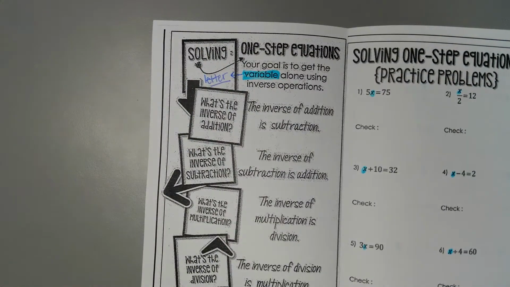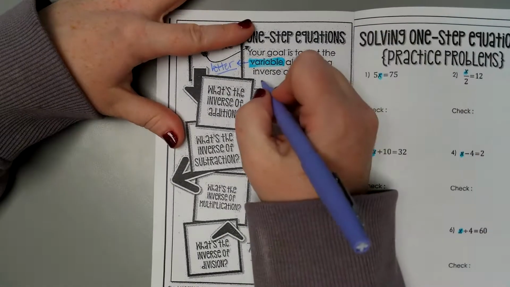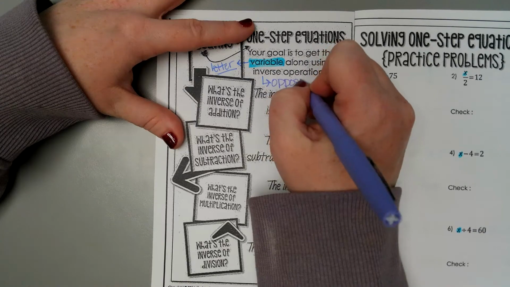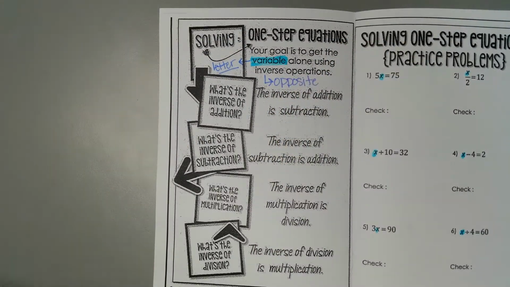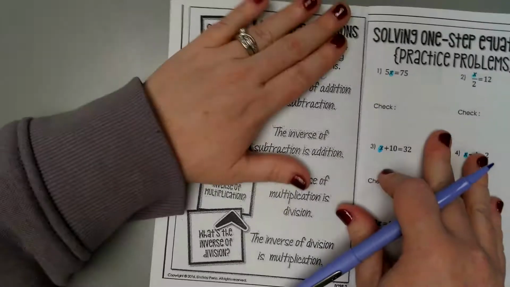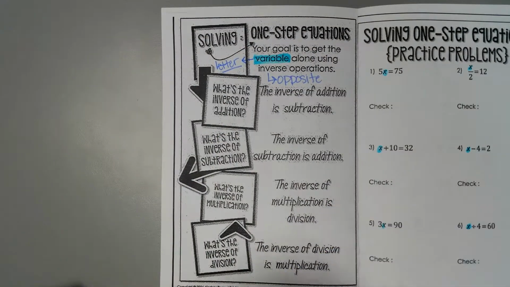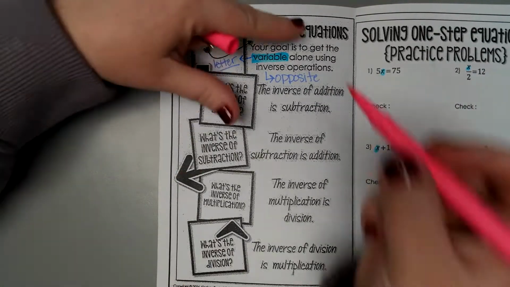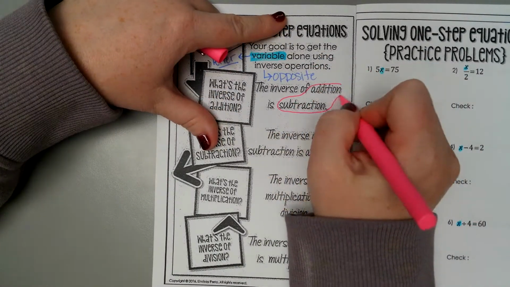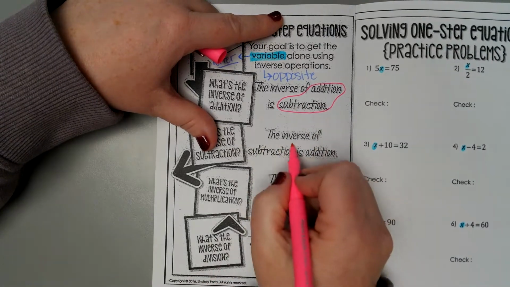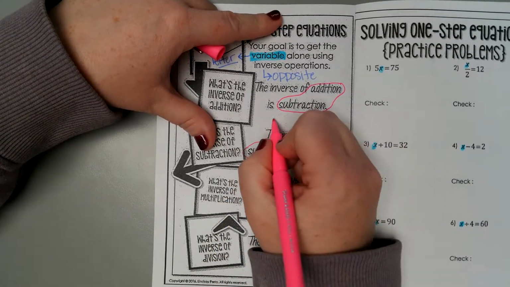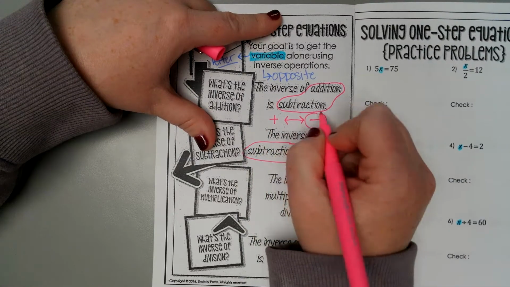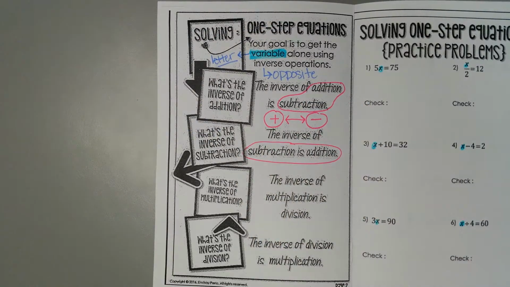And you get it alone using your inverse operations. Well, so far I haven't really used the word inverse too often. I always say the word opposite. Like, what's the opposite of multiplying by 6? Dividing. So this page tells us all of our inverses. The inverse of addition is subtraction, and the inverse of subtraction is addition. That's telling us that anytime we have an adding problem, we need to subtract that amount, or anytime we have a subtraction problem, we need to add that amount to get our variable by itself.